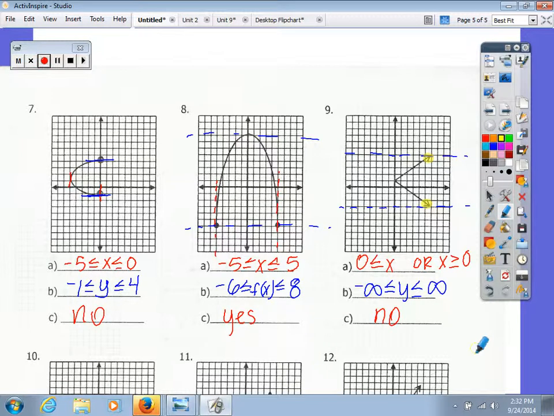Now, what did I tell you, though? What is really the final answer then? All real numbers, because that means every number is included from negative infinity to positive infinity. So instead of writing negative infinity to positive infinity, I can just go ahead and write all real numbers.